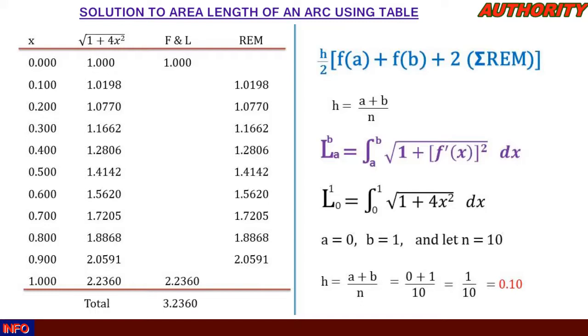That means we're going to say 1.0198 plus 1.0770 plus 1.1662 plus 1.2806 plus 1.4142 plus 1.5620 plus 1.7205 plus 1.8868 plus 2.0591. So when we add all this together, it's going to give us 13.1862. You get it right?